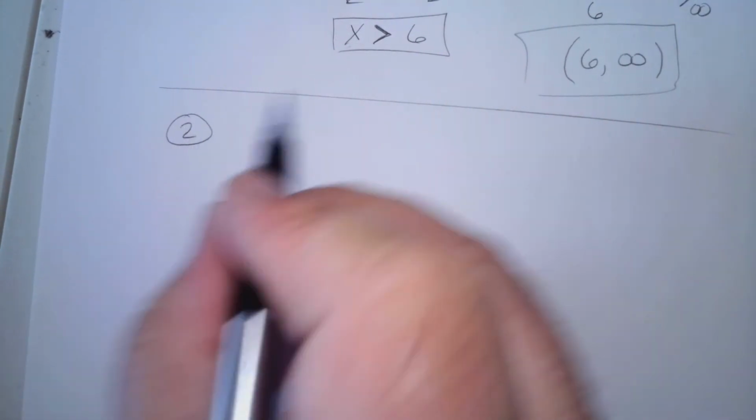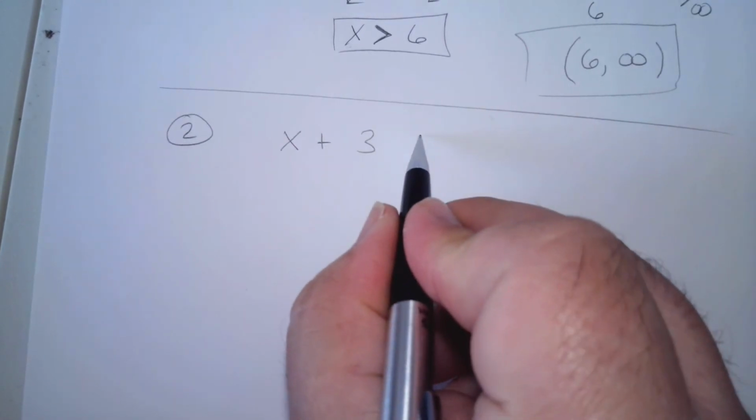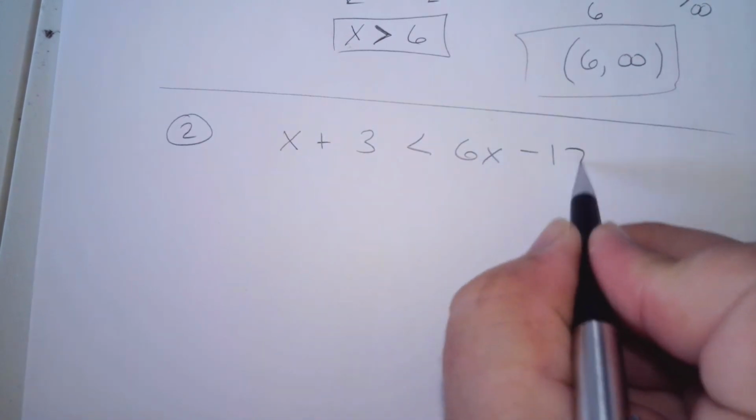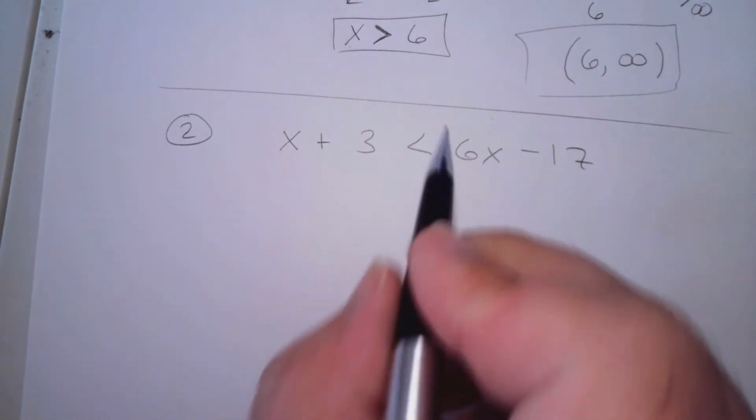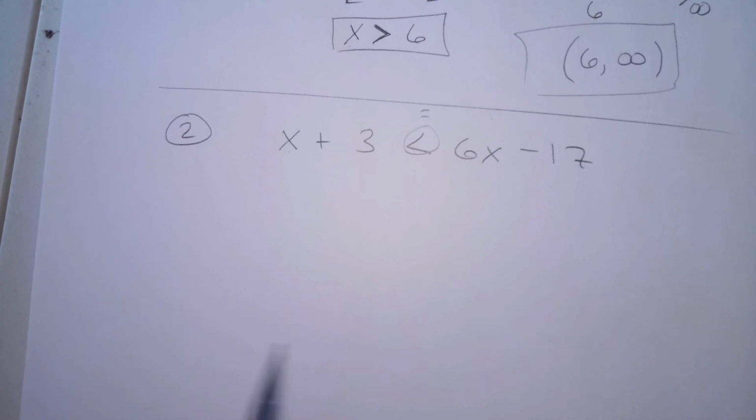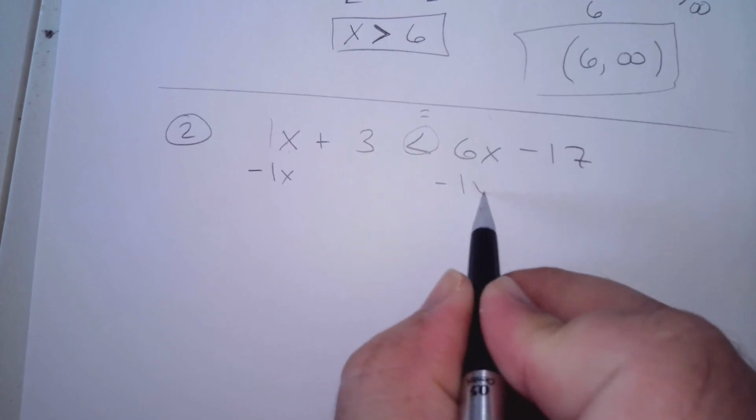Number 2. x plus 3 is less than 6x minus 17. Again, same thing. Solve it and give me the answer in interval notation. Treat this the same way you do an equal sign. You have x's on both sides. Move the smaller to the larger. There's a 1, so it's a 1x. Subtract 1x from both sides.